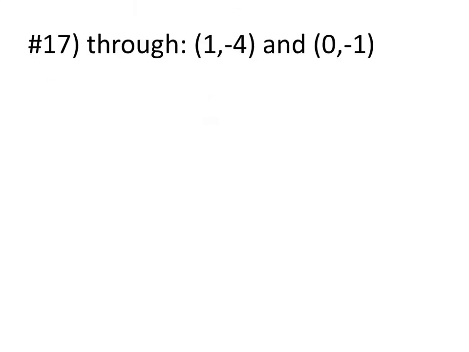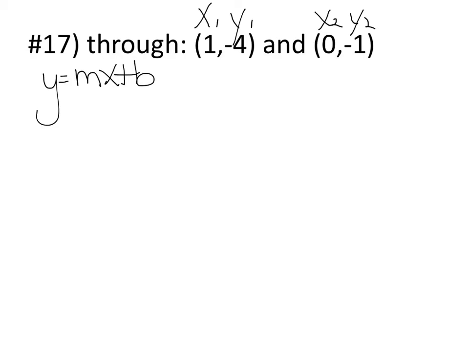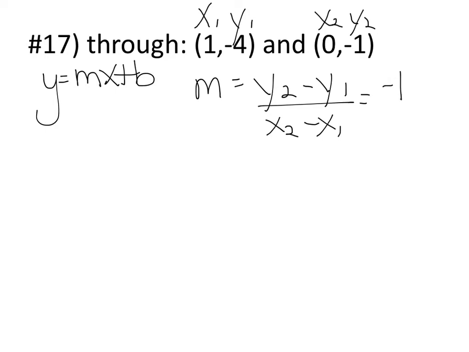All right, number 17 says you want it written in slope-intercept. So that's y equals mx plus b through these 2 points. So I'm going to label them x1, y1, and x2, y2. You need a point and a slope in order to be able to make an equation of a line. So I need to use my formula for slope, which is y2 minus y1 over x2 minus x1. So y2 is negative 1 minus y1 is negative 4 over x2 is 0 minus x1 is 1.